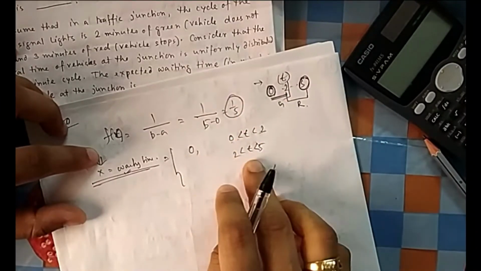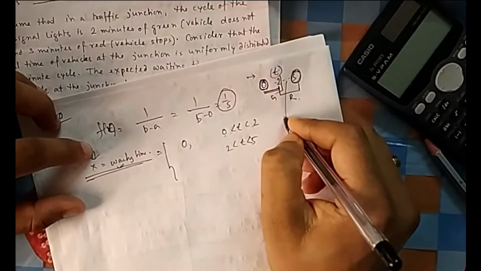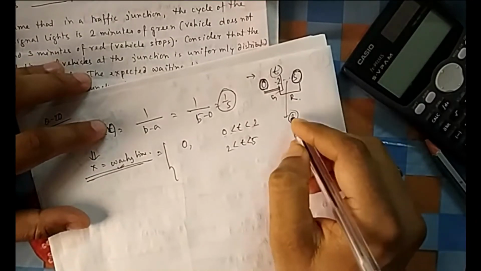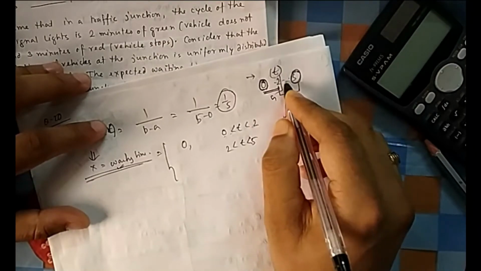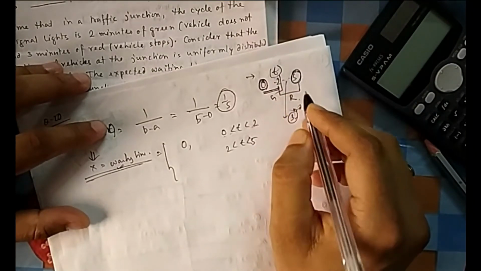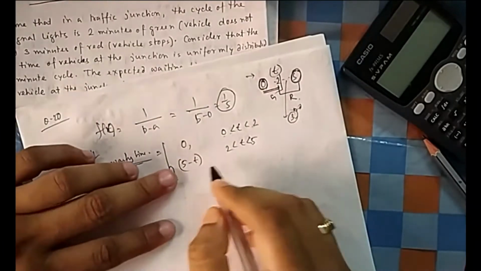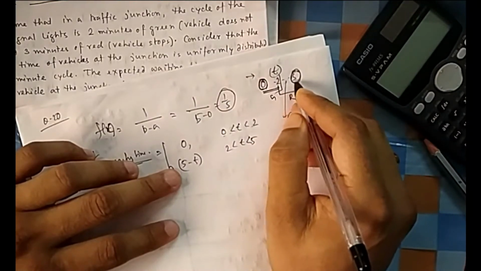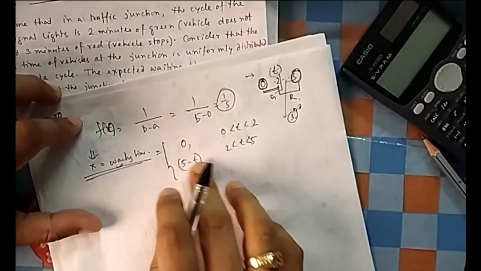So again, what is the value of x for 2 to 5? 2 to 5 minutes means if I came at the 3rd minute, then for how much time do you have to wait? You have come at the 3rd minute, because your red light will be on, so you have to wait for 2 minutes. So this is 5 minus t. If you come at the 4th minute, then you have to wait for 1 minute, because the red light will be there for 1 minute. After 5 minutes it will be green. So this is my x.